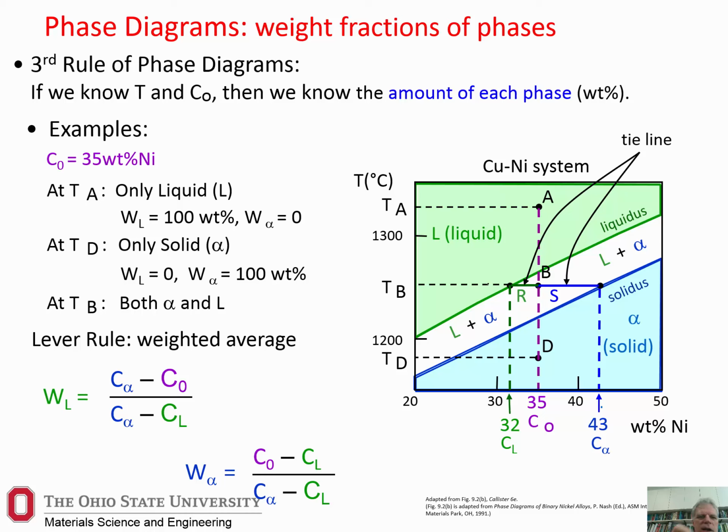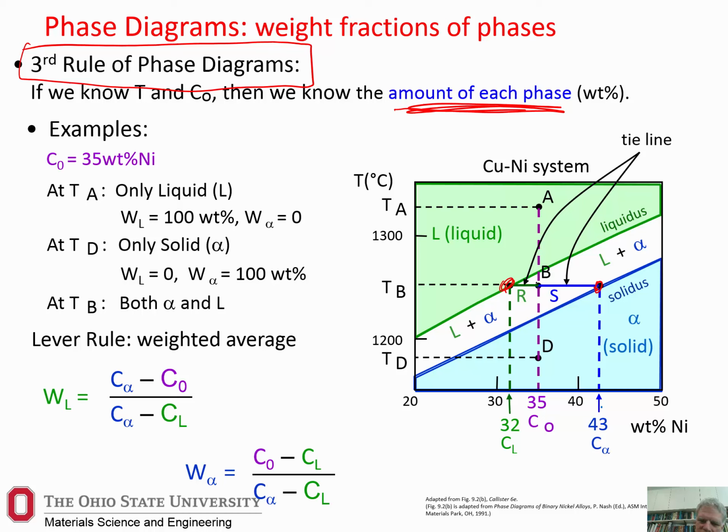Third rule of phase diagrams is the following. If we know the temperature and composition, we can also know the amount of each phase, and it kind of comes to reason. You know you have so many atoms, you know that the liquid will have a different composition than the solid. So if you have different compositions, only so many of each atoms, then you can only have a certain fraction of each phase, and you can show that mathematically. The next slide does that. We're not going to spend any time on that.